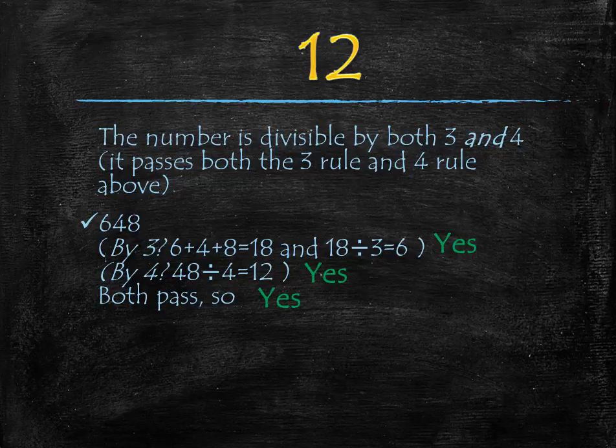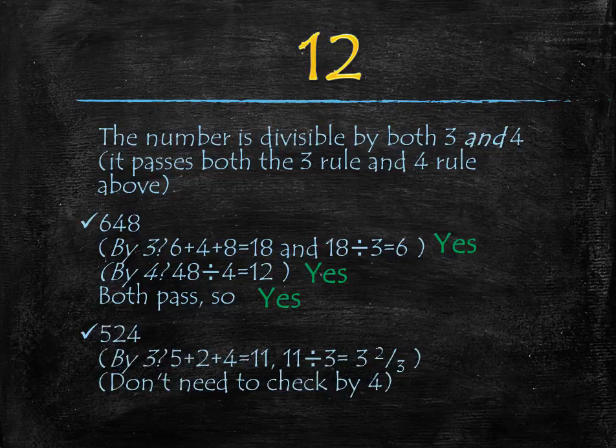Another example. 524. 5 plus 2 plus 4 equals 11. Not divisible by 3, so not divisible by 12 too. No need to check the second condition.